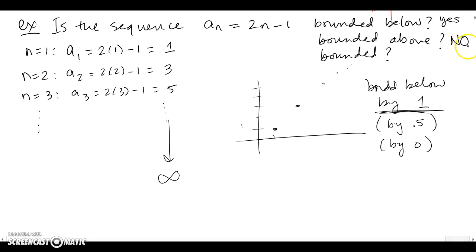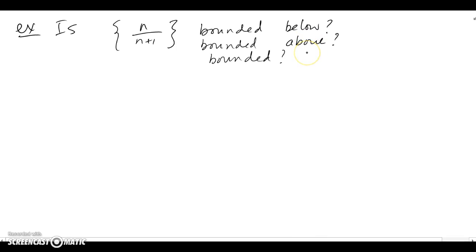So in this case, that's a yes, that's a no. So obviously, is it bounded? The answer would be no, because for it to be bounded, it has to be bounded above and below. Is this sequence bounded below, bounded above, and bounded altogether?